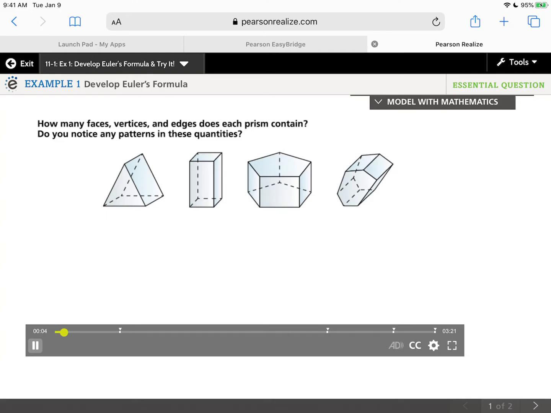How many faces, vertices, and edges does each prism contain? Do you notice any patterns in these quantities?